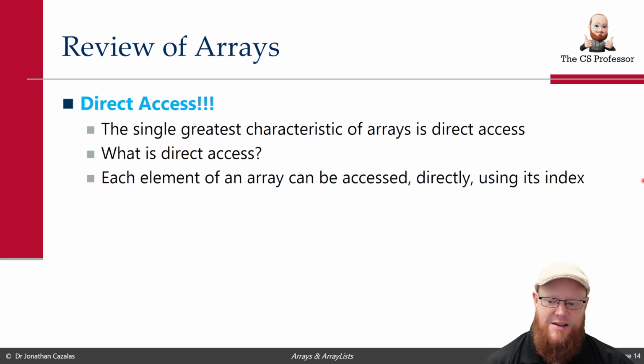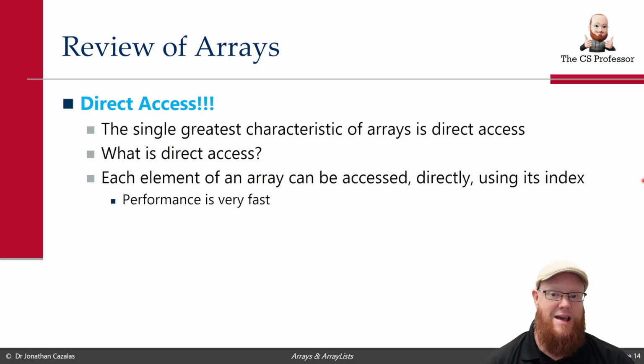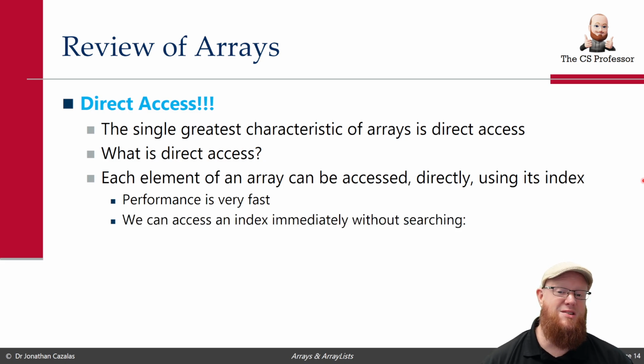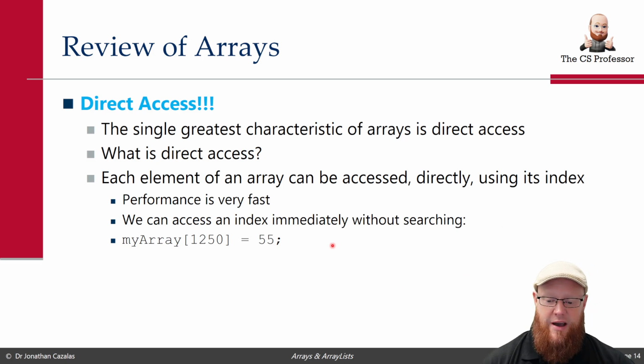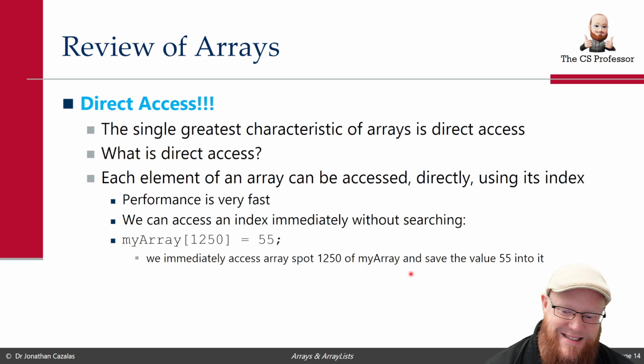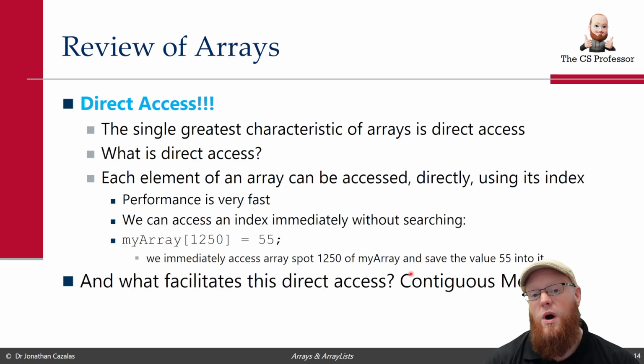Direct access is the single greatest characteristic of an array. What is direct access? Each element of the array can be accessed directly using its index, which means performance is very fast. It's instantaneous, where we can immediately access an index without searching, right? I can say, take this number 55 right here and save it at index 1250. And that happens instantaneously. And what facilitates this direct access? The answer is contiguous memory.